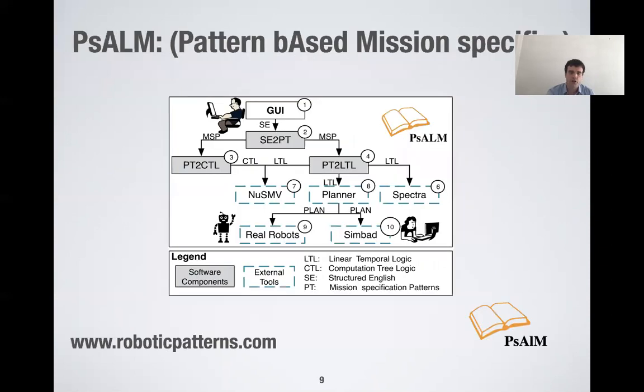The usage of our patterns is supported by a tool called PSALM, Pattern-Based Mission Specifier, that allows translating mission requirements into different temporal logic languages. Our tool is available at roboticpatterns.com.